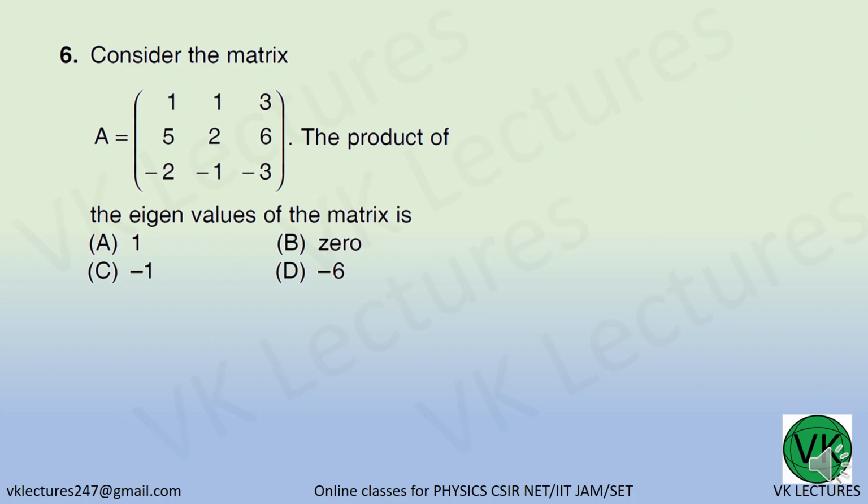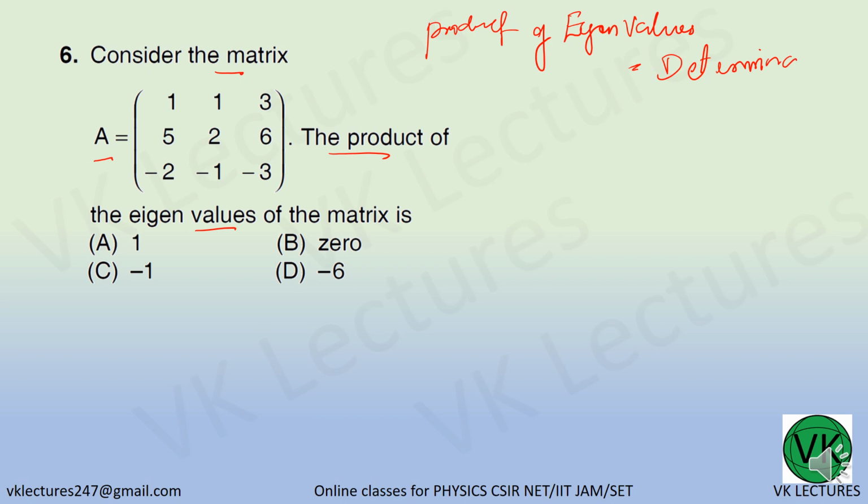Consider the matrix A equal to this. Now the product of eigenvalues is nothing but our determinant. So if you are asked to find the determinant, just find the product of the eigenvalues if the eigenvalues are given. Now what is the determinant?